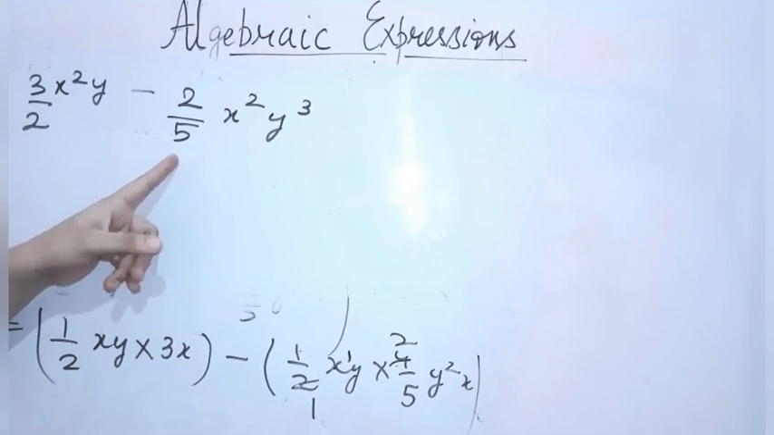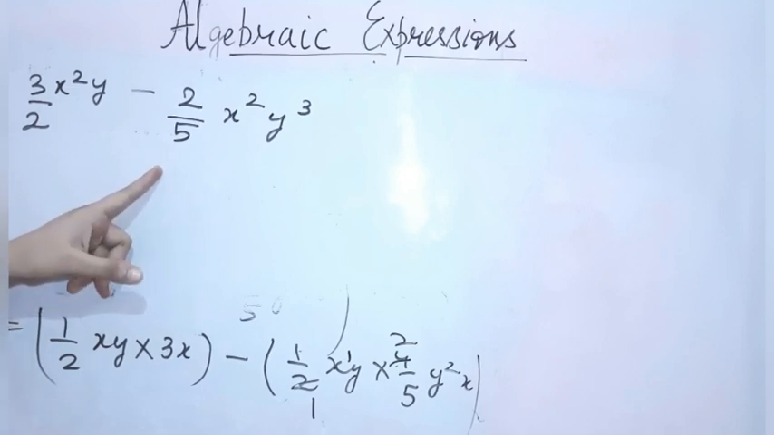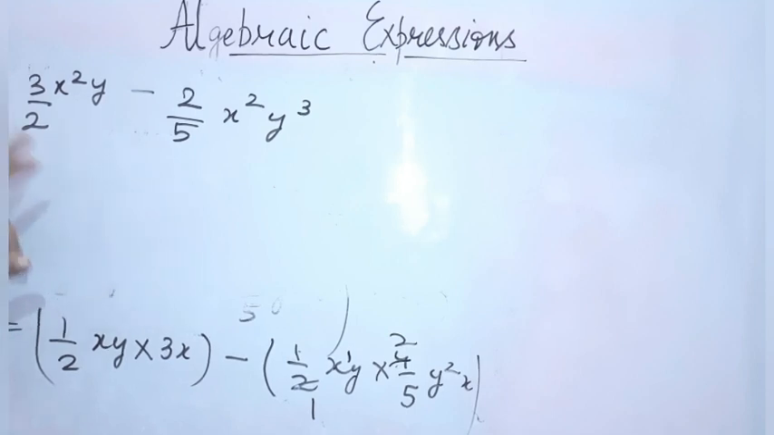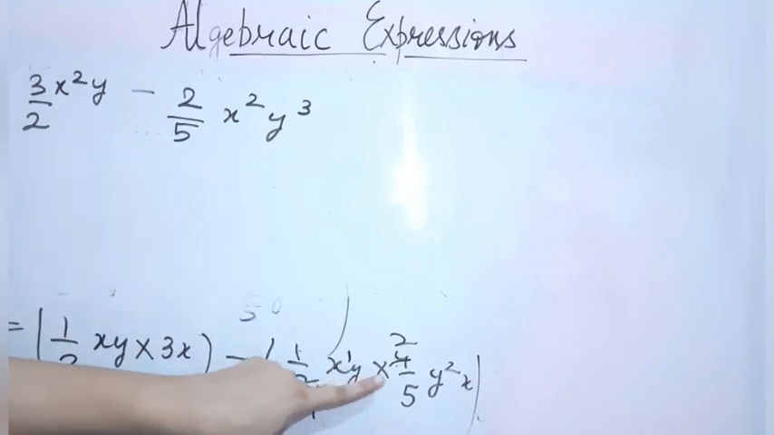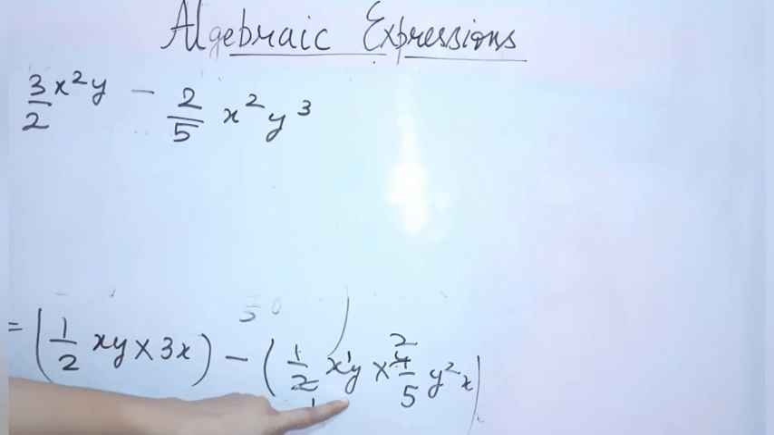Now multiplying all the literal factors together as we have done earlier. So x multiplied by x will be x square. y to the power of 1 multiplied by y to the power of 2 is y to the power of 3. So in the same way we have to solve the questions from exercise 6E.